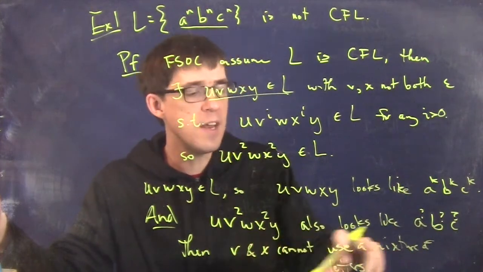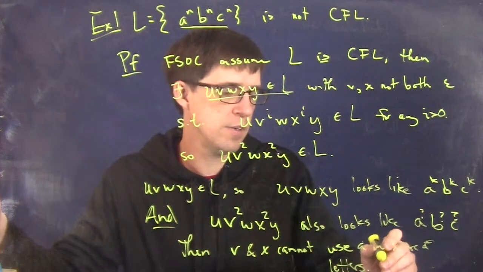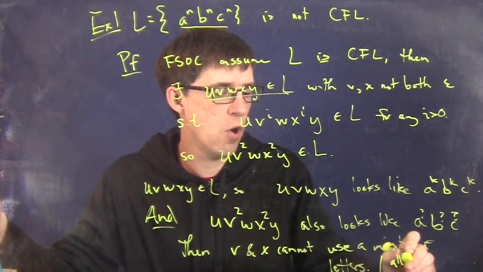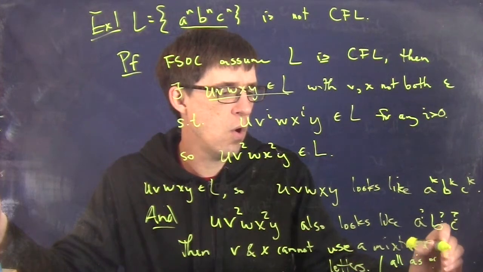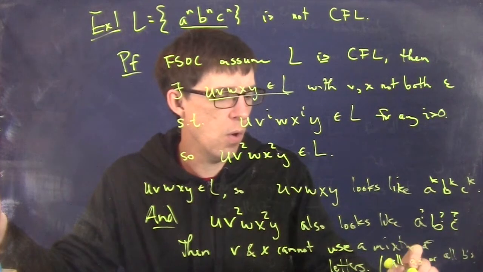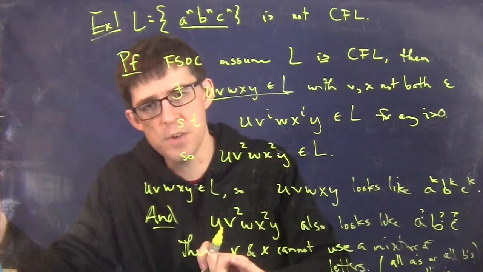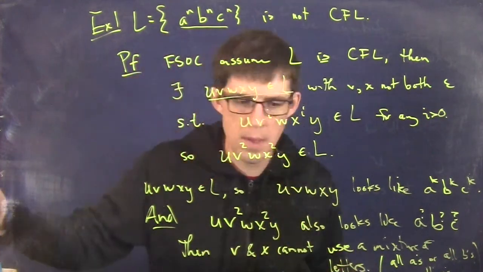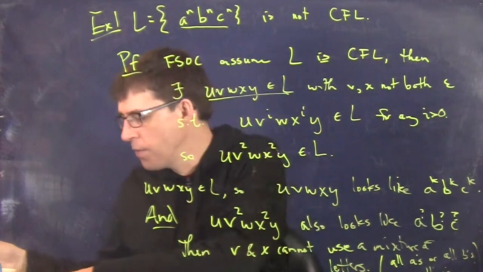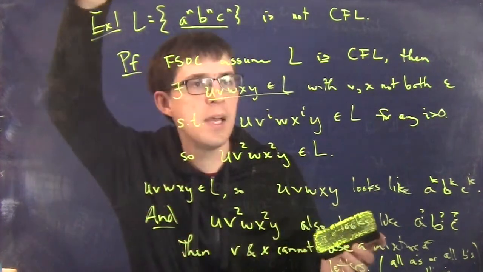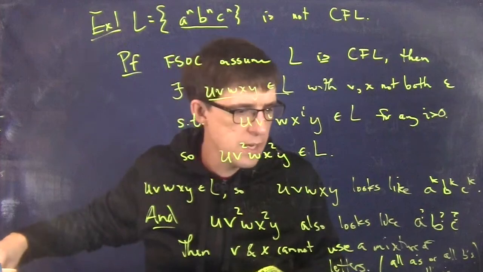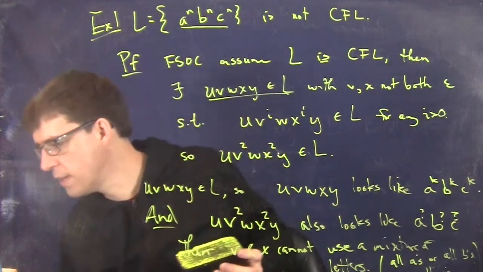All right, so V and X cannot use a mixture of letters. That is to say, they're either all A's or all B's or all C's. Of course, they don't have to be the same. It could be that V is all A's and X is all C's, whatever. All right, what does that mean, though? This is going to give us a contradiction.